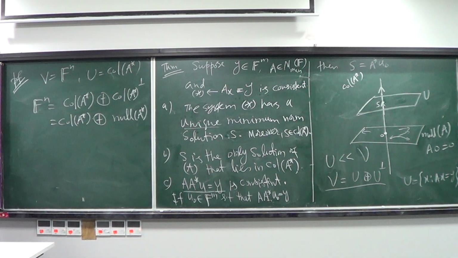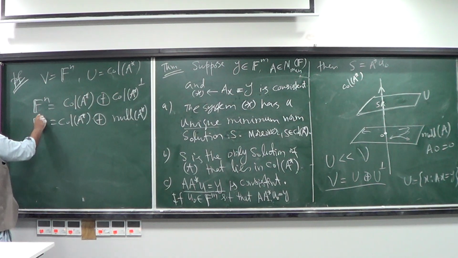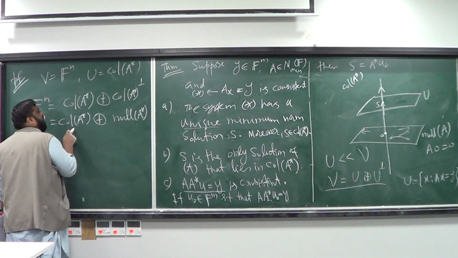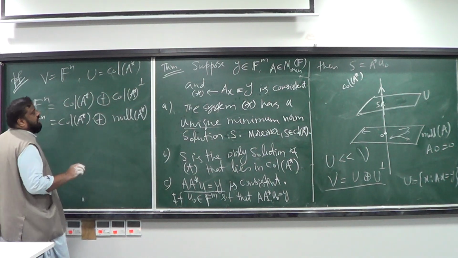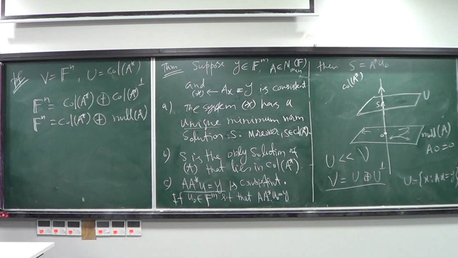Now, what does this show? That every vector in F^n can be written as an element from the column space of A star and an element from the null space of A.